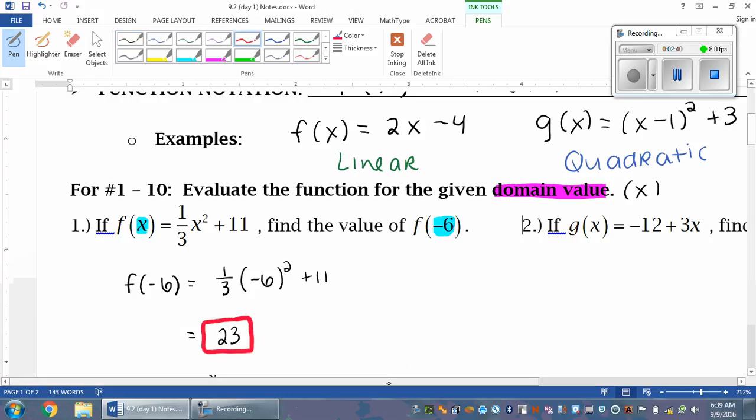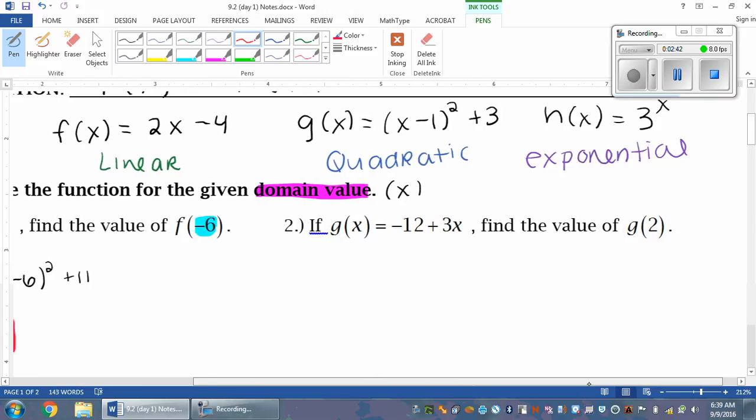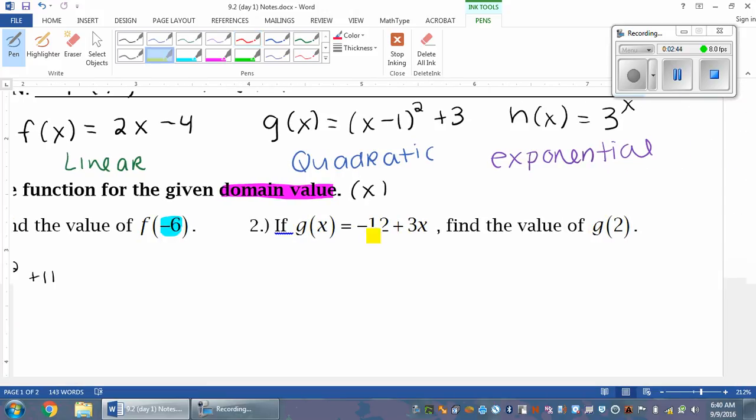All right, let's move on to number 2. If g of x is equal to negative 12 plus 3x, find the value of g of 2. So again, x gets replaced with 2. To find g of 2, I'm going to replace x with 2. So negative 12 plus 3 times 2. Put that whole thing in your calculator, you get negative 6.